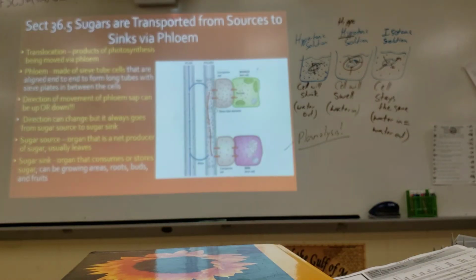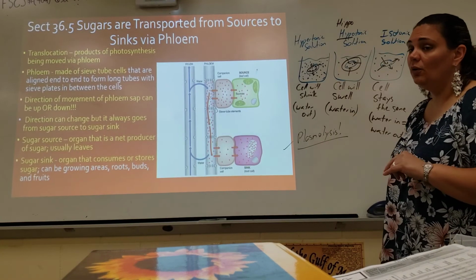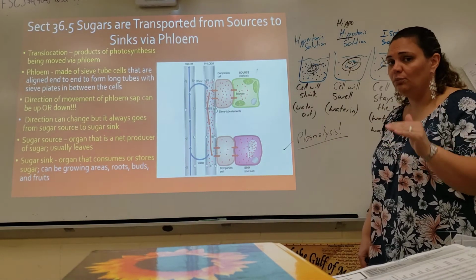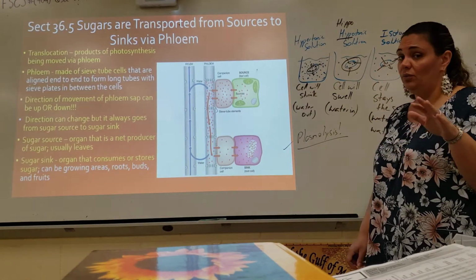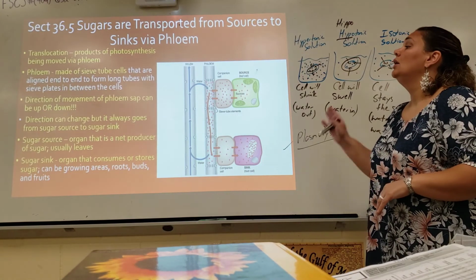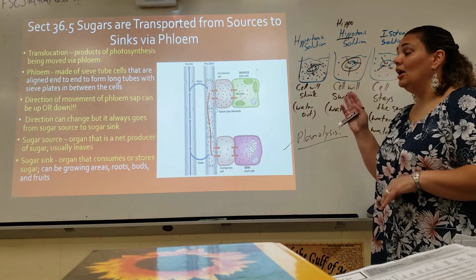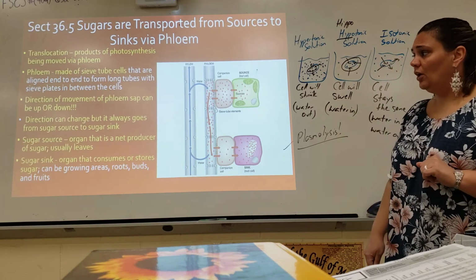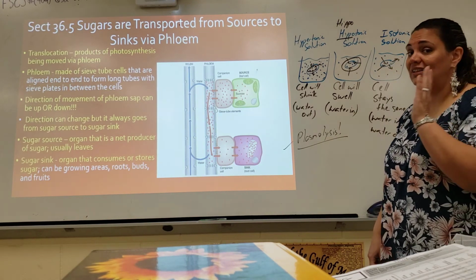Three more slides. Translocation, the product of photosynthesis being moved via the phloem. The phloem is made of sieve tubes. Remember, sieve tubes make up the phloem, which carries the sugar. One of the few times I'm okay with you using sugar instead of glucose. Direction of movement in phloem sap can be up or down. Remember, we said that. Direction can change, but it always goes from sugar source to sugar sink.